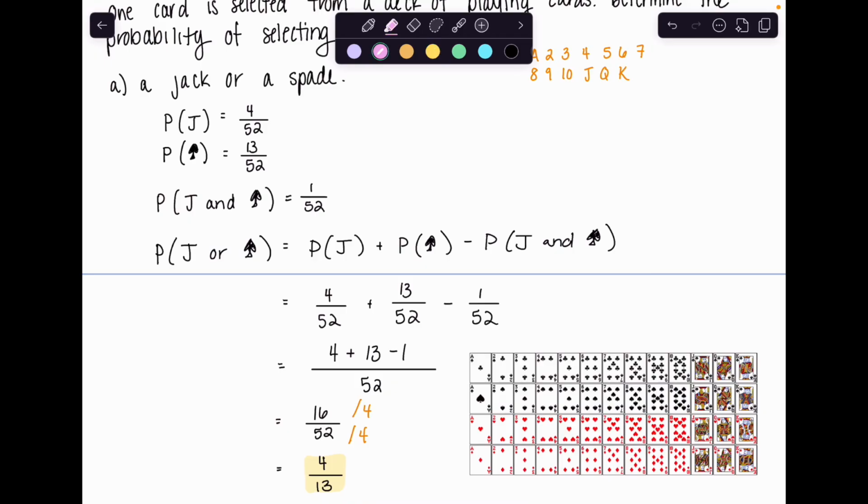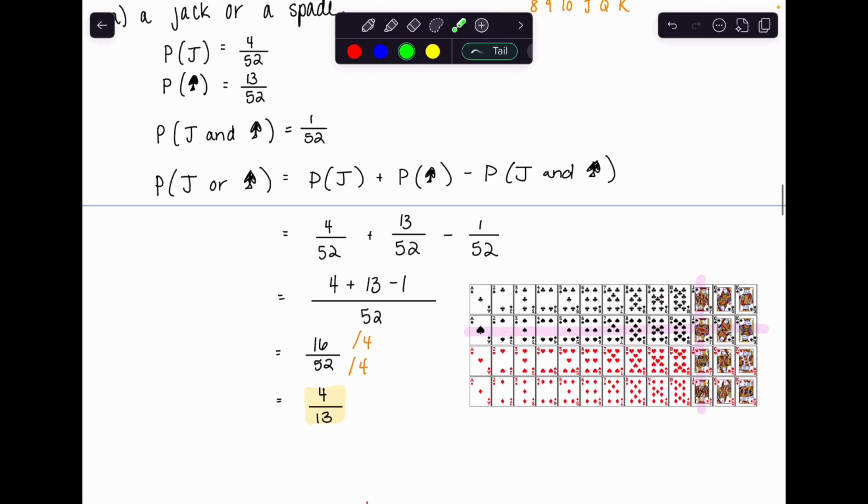So just to show you with our deck of cards, if I highlight all the ones that make sense, if I'm getting a jack, there are these 4 possibilities here, or a spade, there are these 13 possibilities here. But again, you can see you would double count if you just add these 2 together. So if I count individually, that's 1, 2, 3, 4, 5, 6, 7, 8, 9, 10, 11, 12, 13, 14, 15, 16 out of 52 cards that are jacks or spades, which is exactly what we got when we broke it down to those different probabilities.